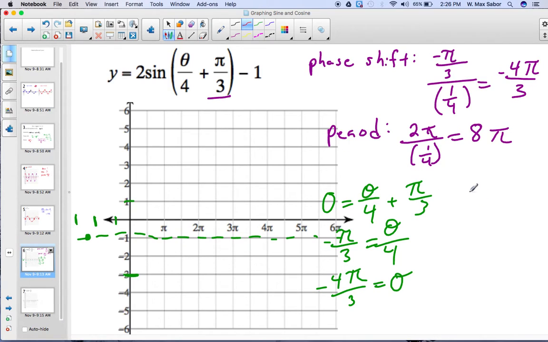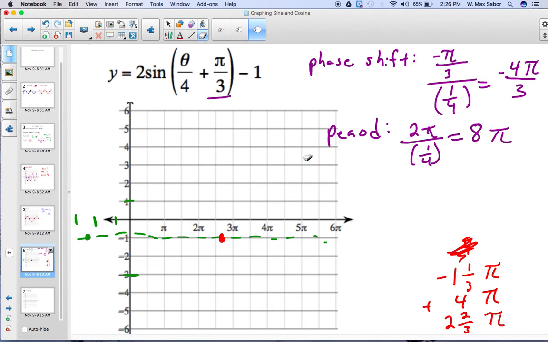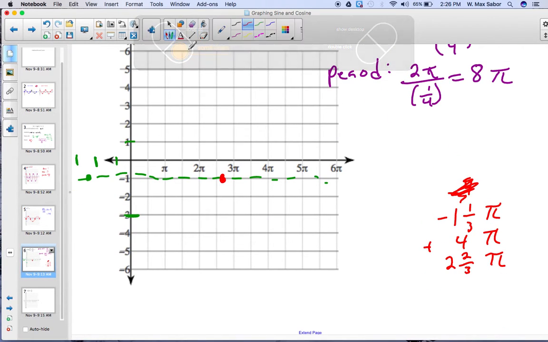Where's the next place where we're going to have an equilibrium? Well, if we add 4 pi, that'll be half of a period. So it might be easier to write this as negative 1 1/3 pi. If we add 4 pi to it, then we get to 2 2/3 pi, which will be our next equilibrium point. And then if we add another 4 pi to that, we get to 6 2/3 pi, which would be our next equilibrium point.